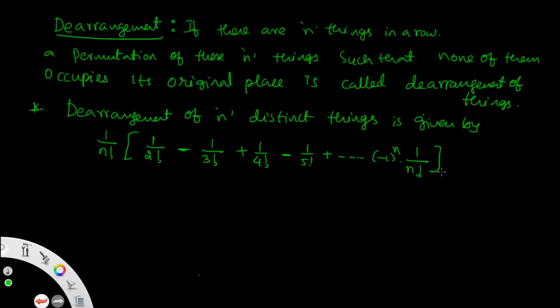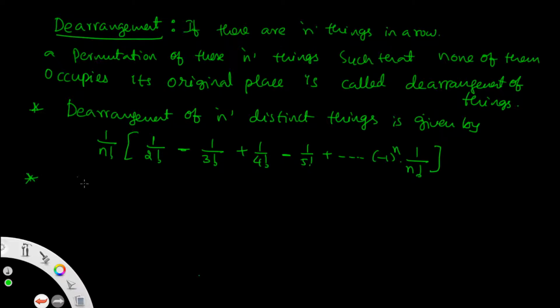So, whether it is taken as letters or things, it is the same. What is the condition? There are n things in a row, and the permutation of these n things such that none of them occupies its original place is called derangement of things. That is the formula. And similarly, we can try it with letters.